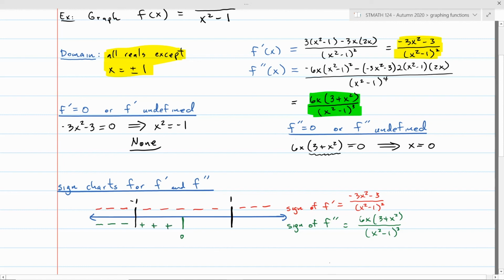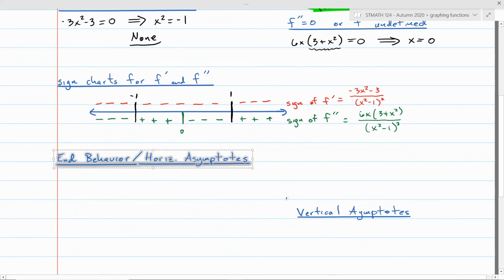And then if I plug in something between 0 and +1, say +1/2, then I'd get something positive times something positive over something negative. So this is going to be negative here. And then if I plug in a big positive number, it's going to be positive over here. Okay. See how important it was to have the place where the original function was undefined on our number line.